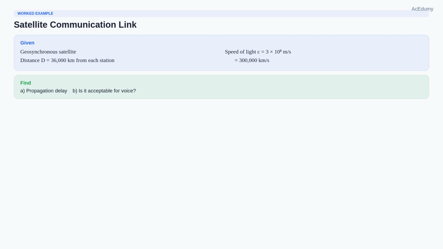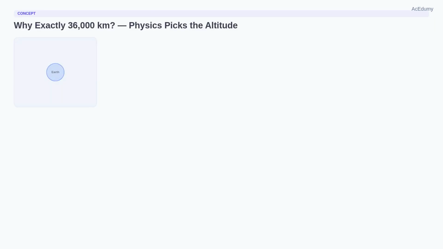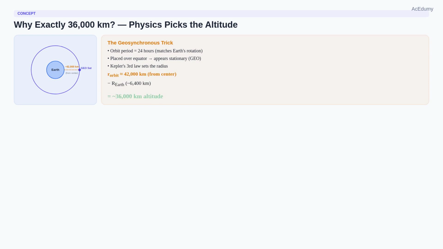Simple arithmetic, but the answer explains a lot about why your long-distance satellite call feels awkward and why Starlink exists. First, why exactly 36,000 kilometers? A geosynchronous satellite orbits the Earth once every 24 hours, matching the Earth's rotation. If we place it over the equator, it appears stationary in the sky. That is called geostationary orbit, or GEO.